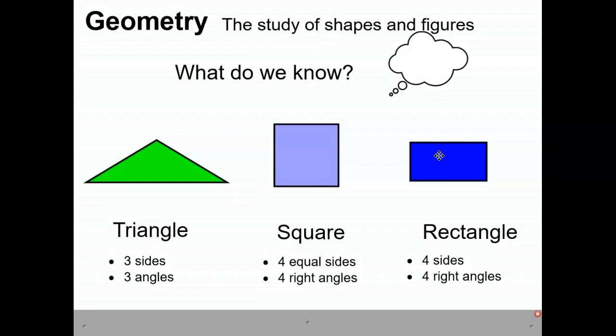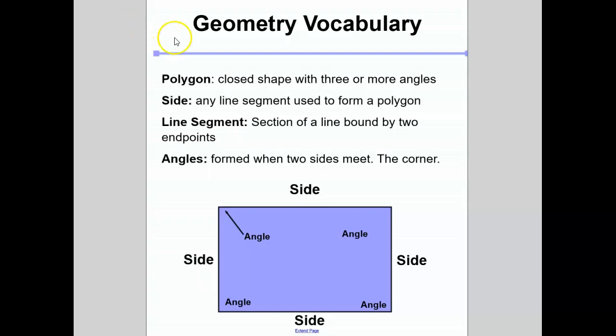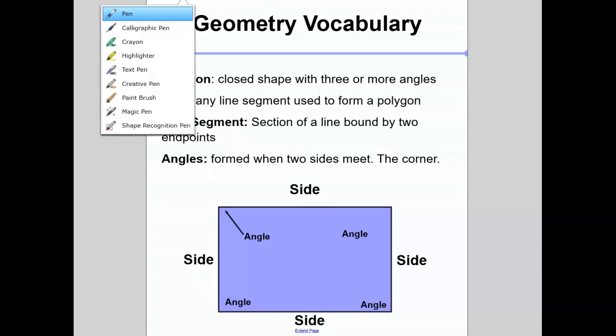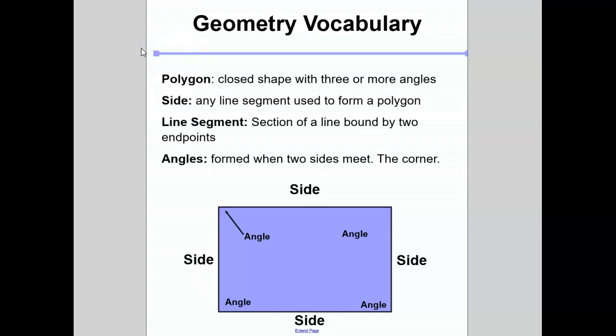Well, that's pretty cool because today we're going to be learning about any closed shape with 3 or more angles. And boys and girls, any shape with 3 or more angles is called a polygon. Say that with me, please. Polygon. And a polygon, boys and girls, is any shape with 3 or more angles that's closed. So a polygon is a closed shape with 3 or more angles.